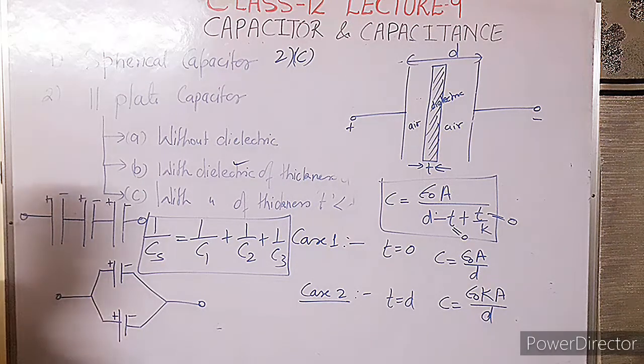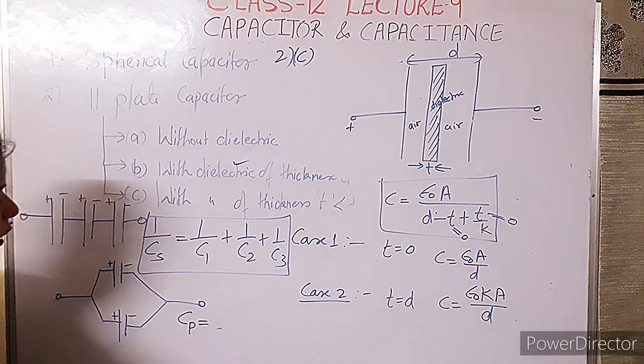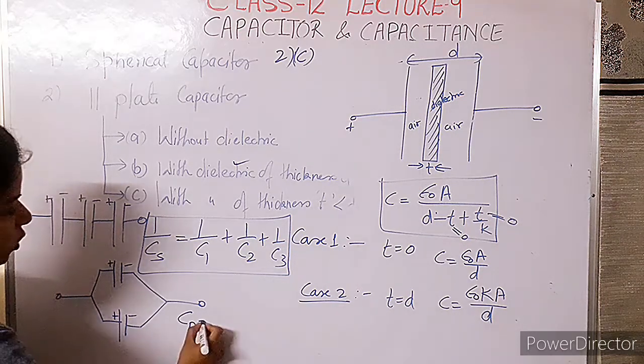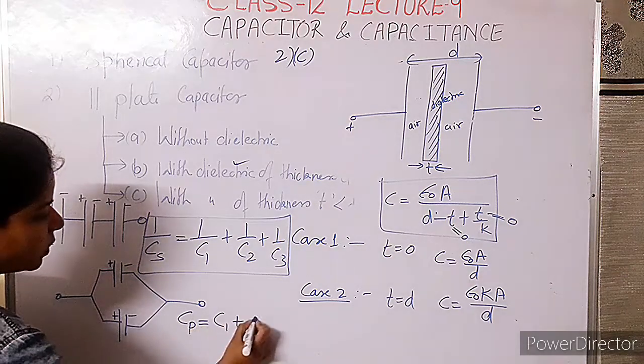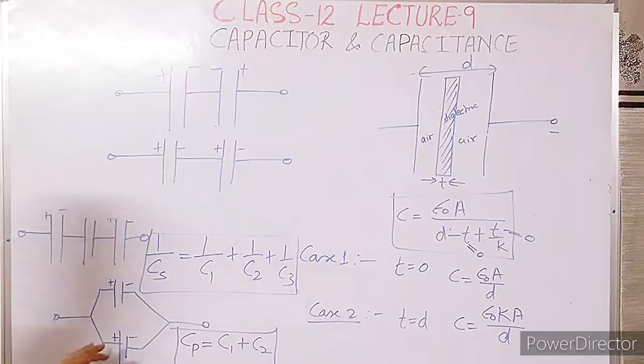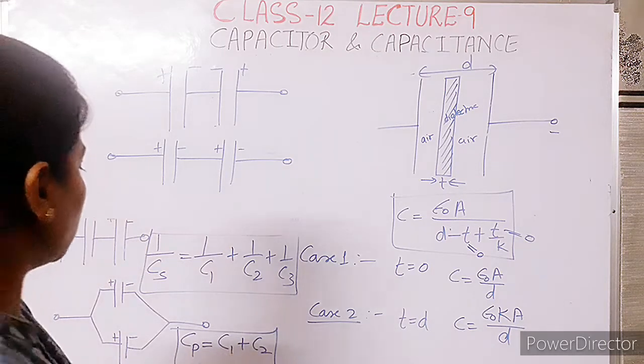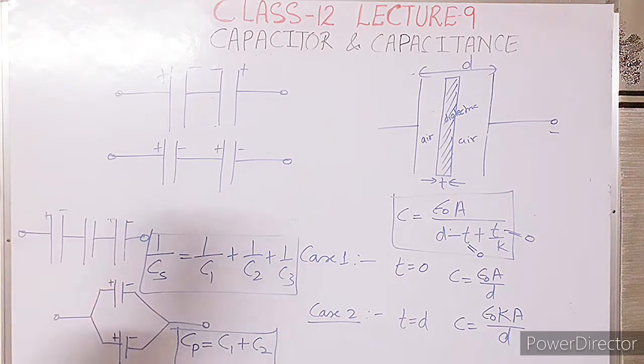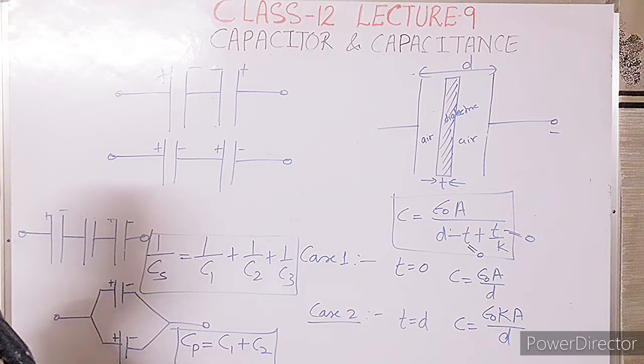This is the parallel combination, and the result of parallel combination will come as equivalent to the series result of resistors. So Cp is equal to C1 plus C2. This result is similar to the result of series combination of resistors. I don't want to do this derivation here. You can see these derivations in your textbook or in your NCERT book, and you will get these results by the same steps that you did in the resistor combination result.